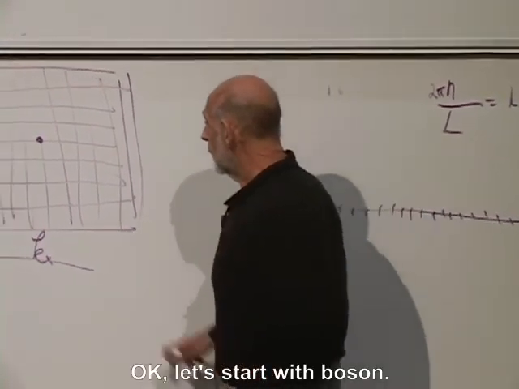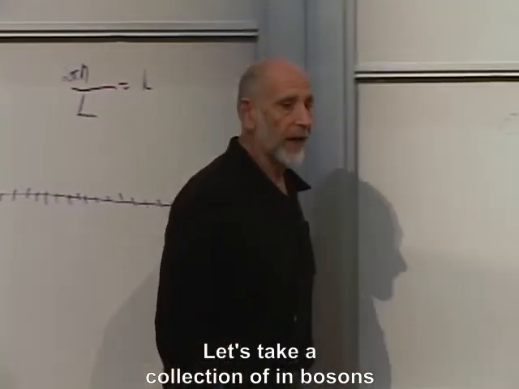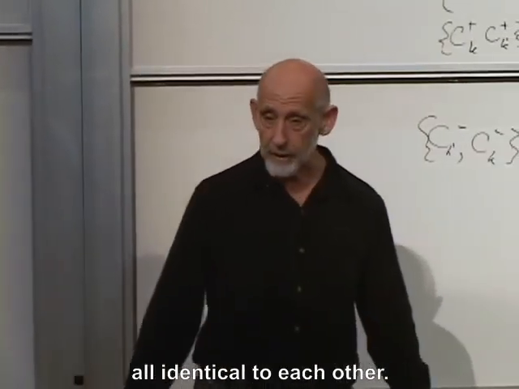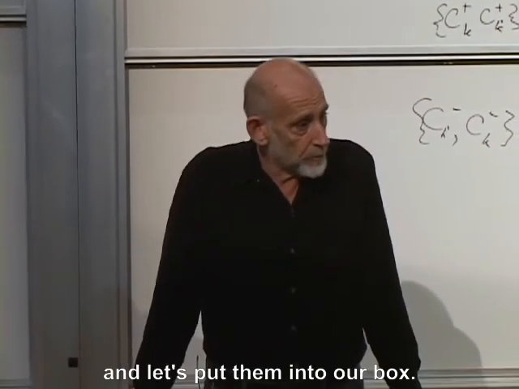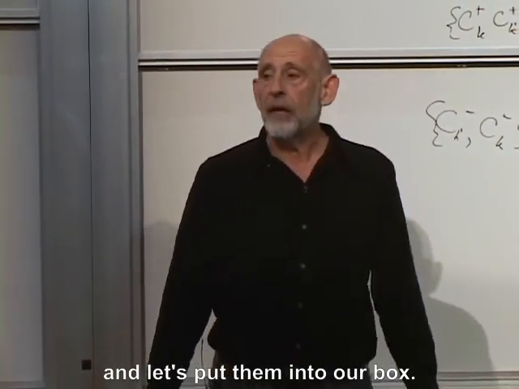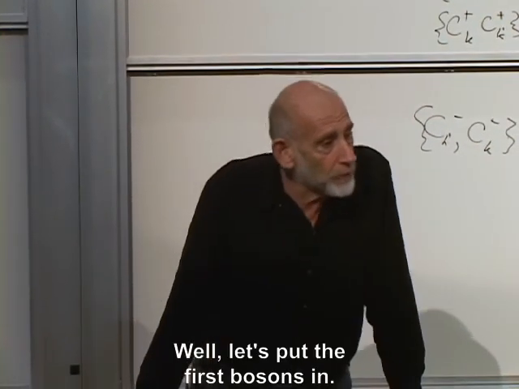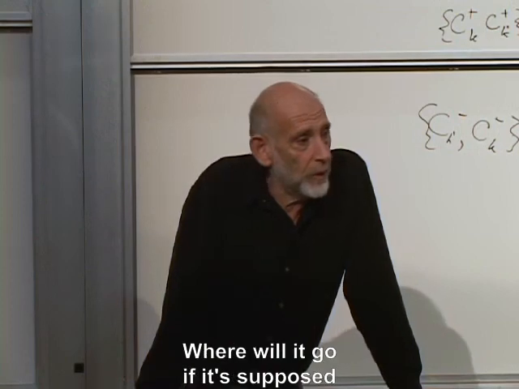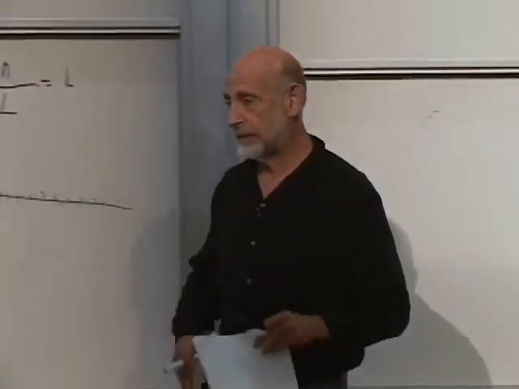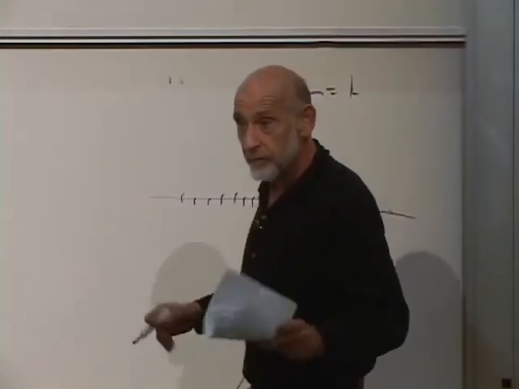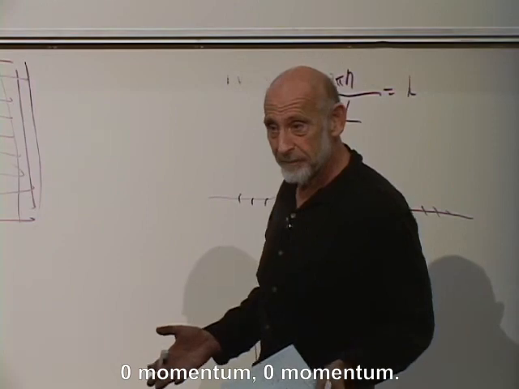Okay. Let's start with bosons. Let's take a collection of N bosons, all identical to each other. They're all the same kind of particle. And let's put them into our box. And let's look for the ground state, the state of lowest energy. Well, let's put the first boson in. Where will it go if it's supposed to go into the state of lowest energy? Zero. Zero what? Zero momentum.